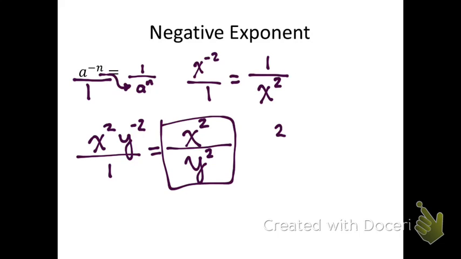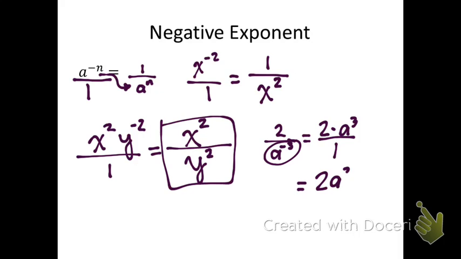Okay, and one last example before we move on to our real examples is, let's say we had 2 over a to the negative third. Now we have a negative exponent in the denominator. Same rules apply, except you're going to move it to the opposite end of the fraction. So a to the negative 3, we don't want a negative exponent, so we move it up here. So it would be 2 times a to the third over 1, or your final answer is just going to be 2a to the third. Okay?